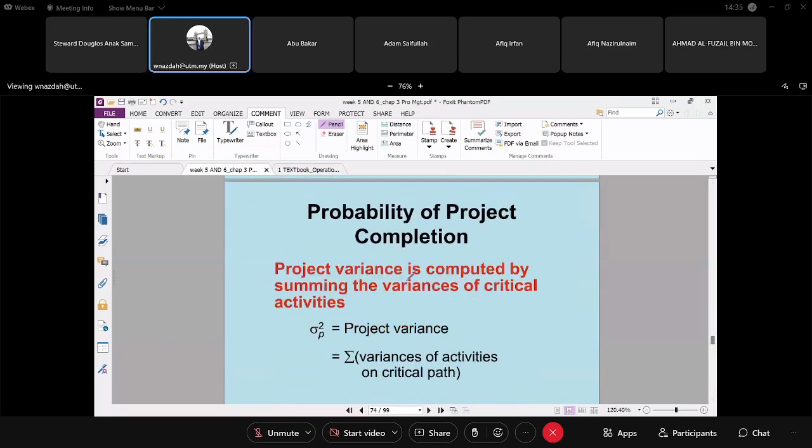Alright. Project variance is computed by summing the variances of critical activities. So project variance equals sigma P squared, and this sigma P squared is the summation of variances of activities on the critical path. So you only take the value of variance for the critical activities if you want to calculate the project variance. Later on you will see why it is so important to calculate the project variance.